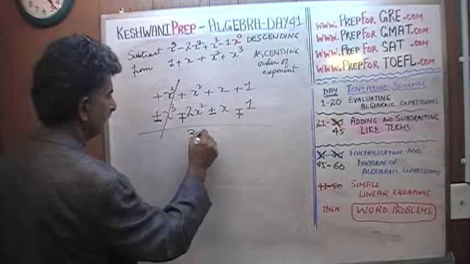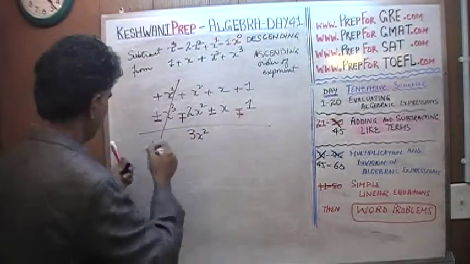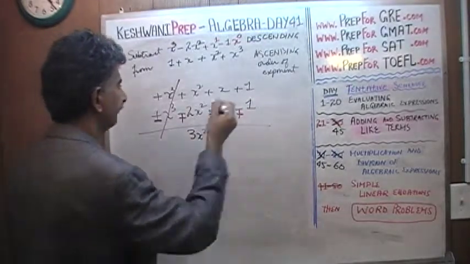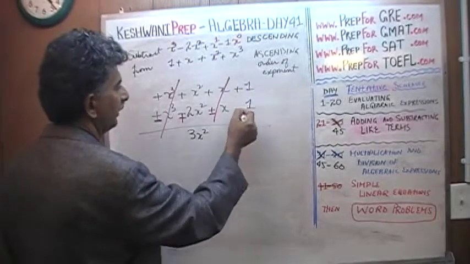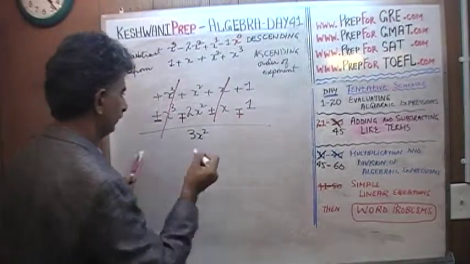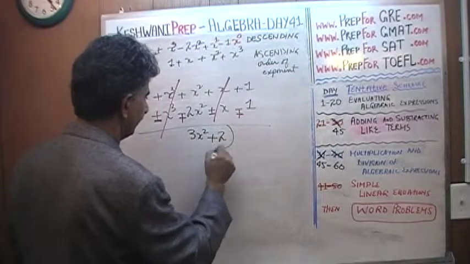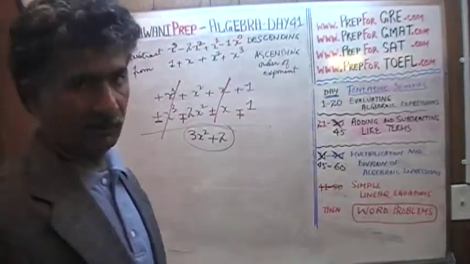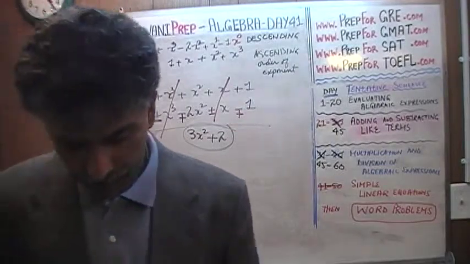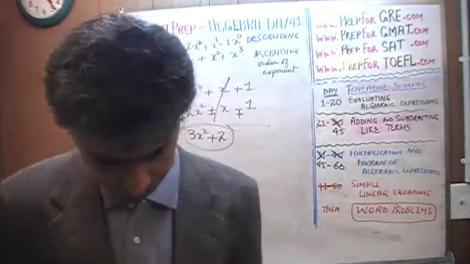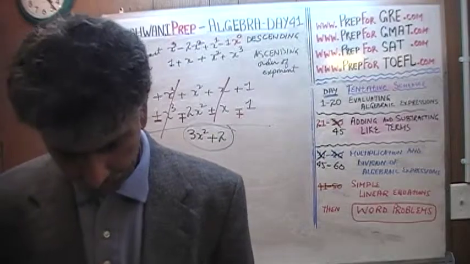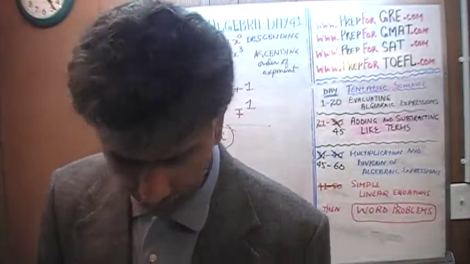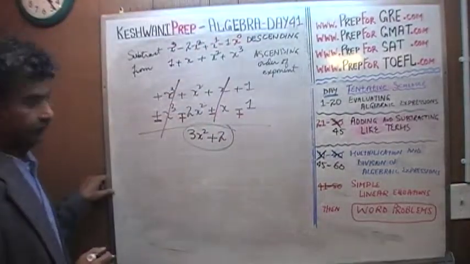We get 3x squared. A positive x and a negative x is going to drop out. And positive 1 and a positive 1 is going to give us 2. So that's our final answer: 3x squared plus 2 is the final answer. Now we're going to do the same thing one more time, in a different method.